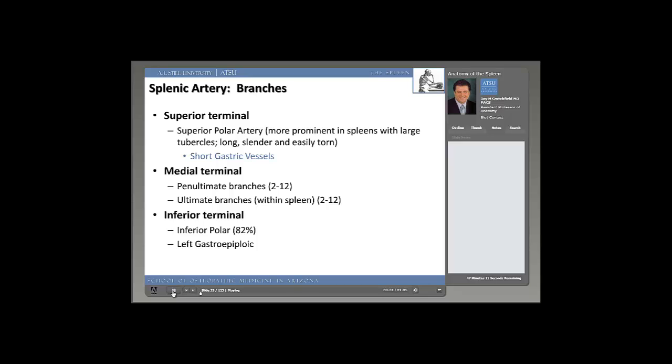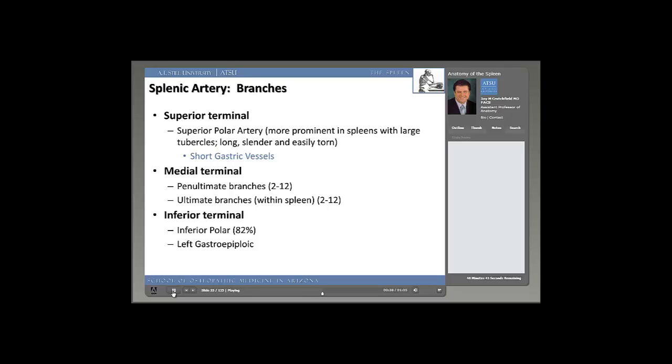Without trying to get into too much detail, we try to break down the branches of the splenic artery into a superior, medial, and inferior terminal branches. And of course, each of these can have further branches. The important point is that the short gastric vessels, which we know come between the ligament joining the stomach and the spleen, the gastrosplenic ligament, can be easily torn during a laparoscopic Nissen fundoplication. That's an operation used to treat reflux disease.